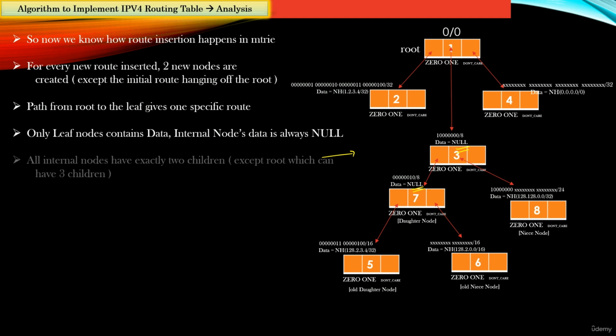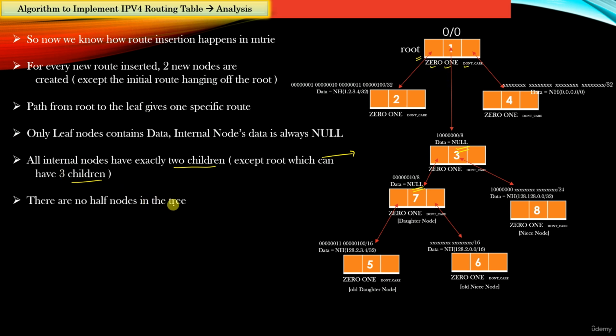All internal nodes have exactly 2 children, except the root, which can have 3 children. So you can analyze that each internal node has exactly 2 children, and apart from that, there are leaf nodes which have no children at all, and the root node may have 1 child, 2 children, or 3 children, depending on whether you inserted a route whose starting bit was 0 or 1 or don't care.